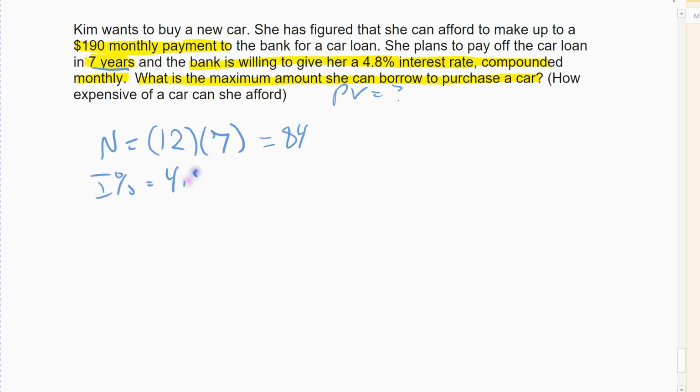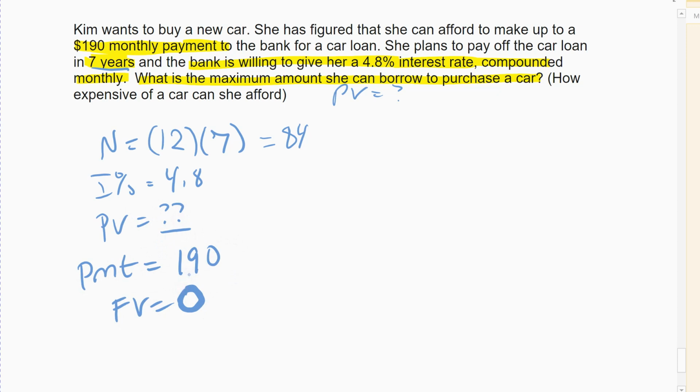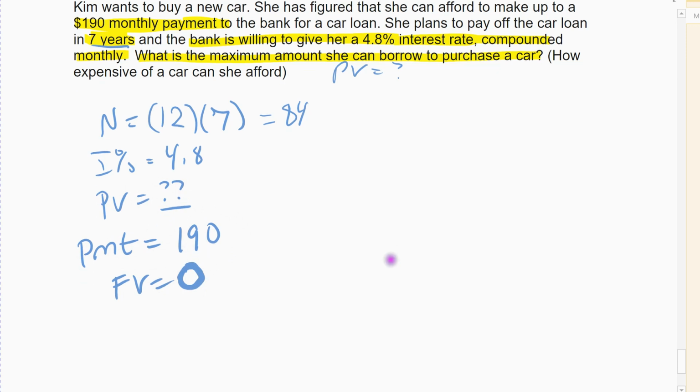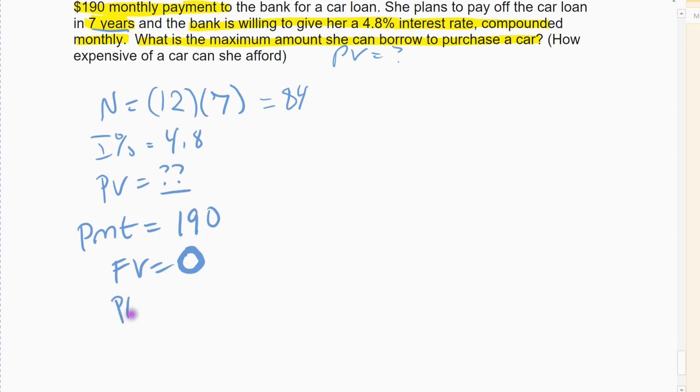Interest is 4.8. Present value is what we're looking for, right? How much can she take out in her loan? We know she can make payments of $190. That's a positive amount because she's paying off her debt. Future value is 0 because at the end of 7 years you'll have paid off the loan, so nothing's left owed to the bank. Those are both the same, which are monthly, so that's 12. Right? How much can she spend? Basically, how big of a loan can she take out?